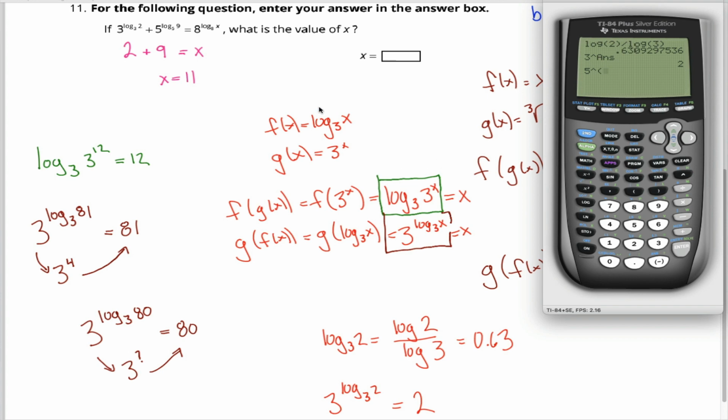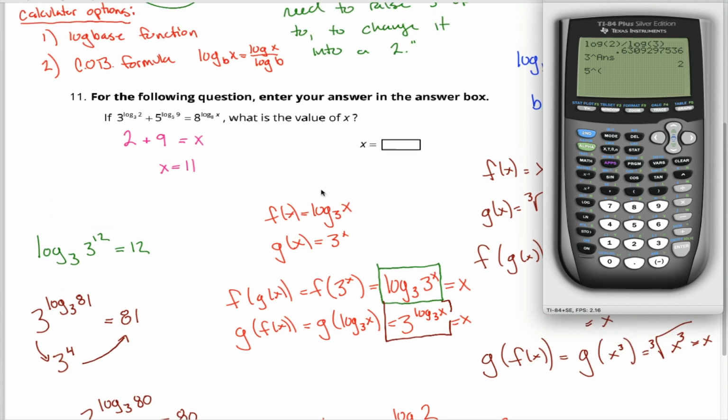I don't have the log base function in my calculator, so I can't directly calculate the log base 5 of 9. I instead have to use the change of base formula, which tells me that the log base 5 of 9 is the log of 9 divided by the log of 5. Log 9 divided by log 5. I'm taking a 5 and I'm raising it up to the log base 5 of 9. What I get for my answer, sure enough, is 9.